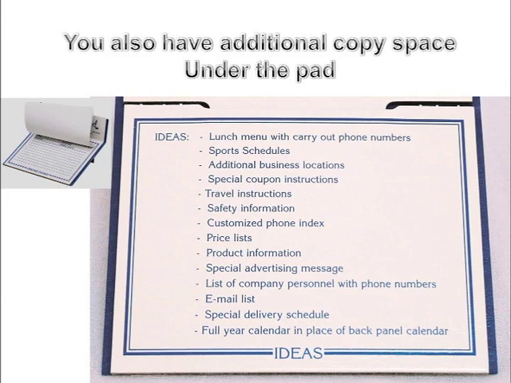Another way to add value is by replacing the phone index underneath the calendar. Underneath the pad, we have a phone index. You can put other things in there, and I'm going to show you some ideas. Customized phone index, price list. We actually did one for an airline, Air Jamaica. They put their route schedules underneath. You can put a special message under there. Additional business locations. I'm going to show you a few ideas here.